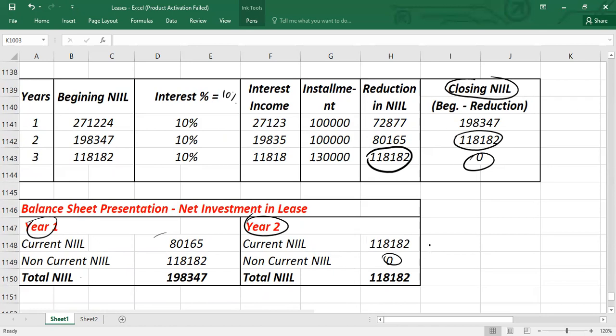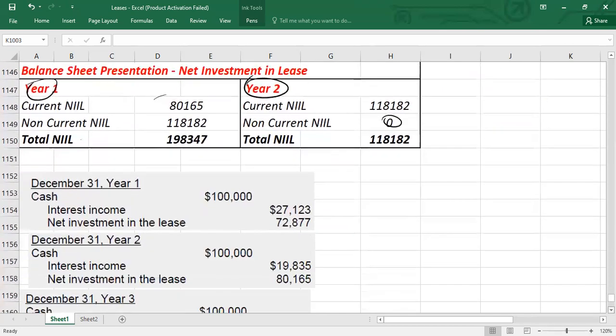Okay, guys. Then we have to pass the entry. What entry will you pass? Every year you will debit the cash, because you are going to receive the installment amount. In the first year I will take this debit, and you have to credit the interest income with this value, and you have to credit the net investment in lease with this value. In year 2 I will use these values, in year 3 I will use these values, and this is the entry. Let me show you the entries now. And in the third year, there is a trick because you are taking the asset back also. 30,000 residual value is there.